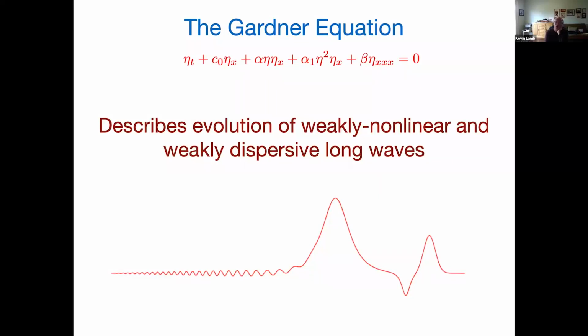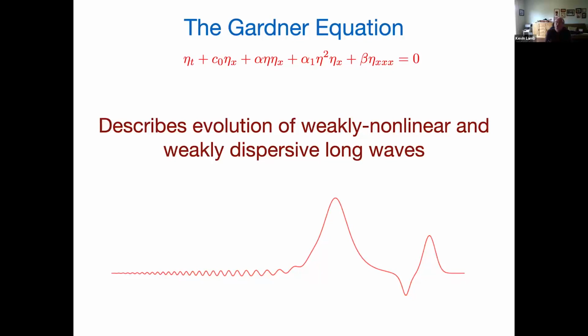Okay, so the Gardner equation. The DJL equation, as I mentioned, gives you waves of permanent form, but it can't be used to describe the evolution of waves. You can't look at the interaction of waves. You can't look at how some initial waveform steepens and disperses into a train of waves.